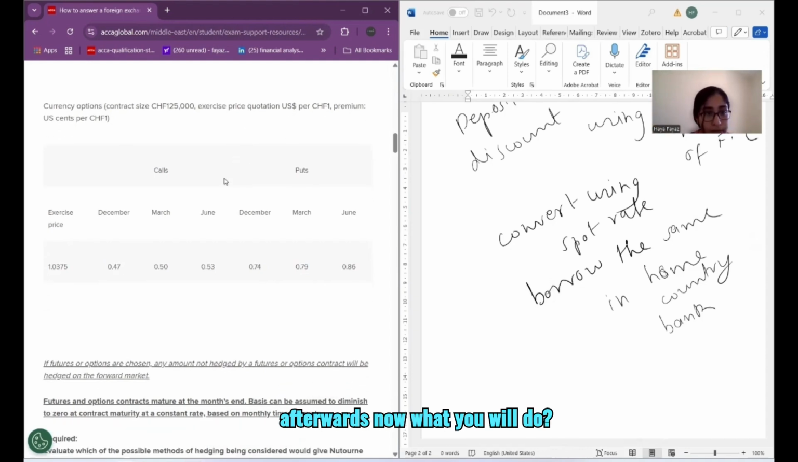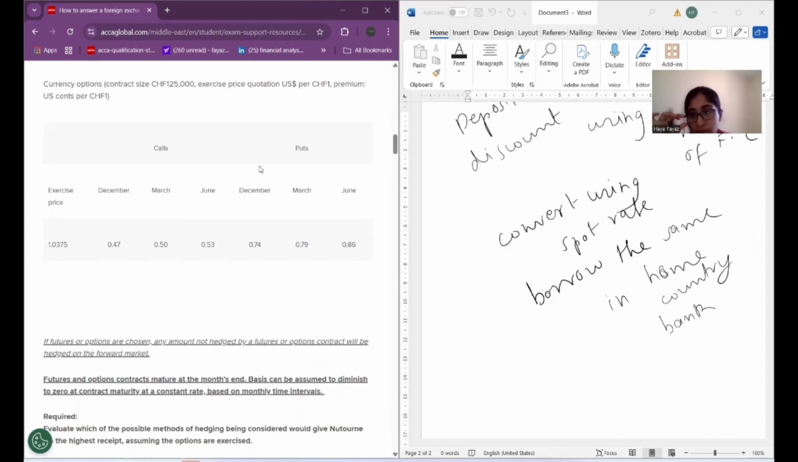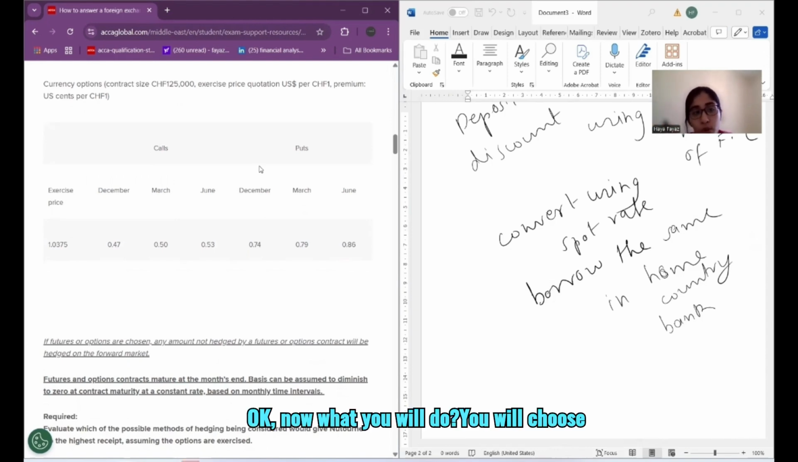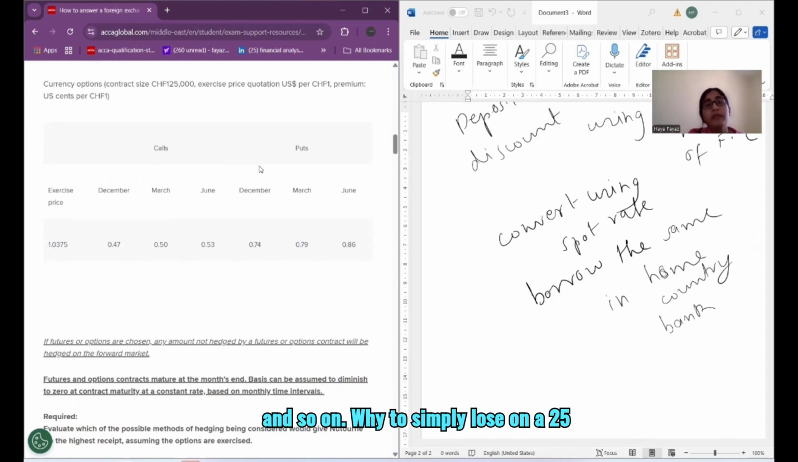Afterwards, now what will you do? You will choose calls, or you will choose puts. This is another confusion that many students have faced, and many students have ended up taking the wrong rates, wrong premiums, and so on. Why simply lose on a 25-mark question for no reason? Why not focus on the logic used here? There's a very simple logic.